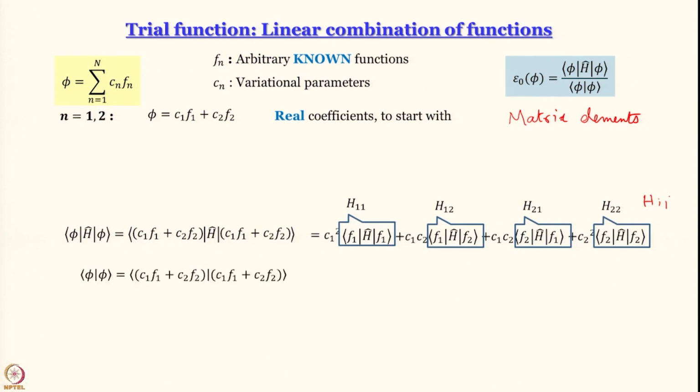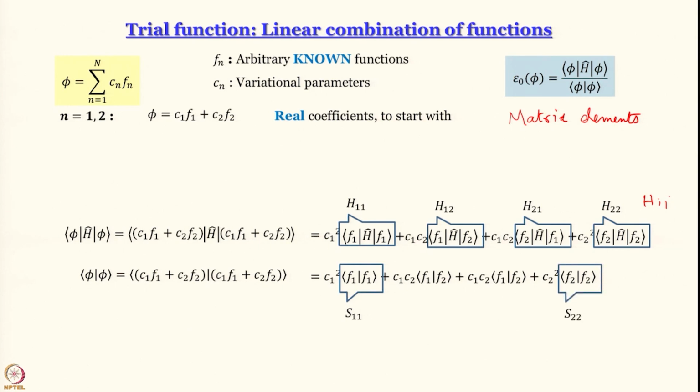Okay. So, now let us quickly write an expression for integral phi star phi d tau. Yeah. So, again substitute C1 F1 plus C2 F2 for phi in both bra and ket vector, open them up, this is what you get. Once again you have C1 square multiplied by integral F1 star F1, we call it S11. This integral F2 star F2 d tau is called S22 and these two are called S12 and S21 respectively.